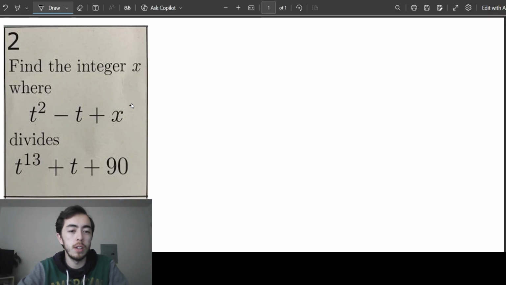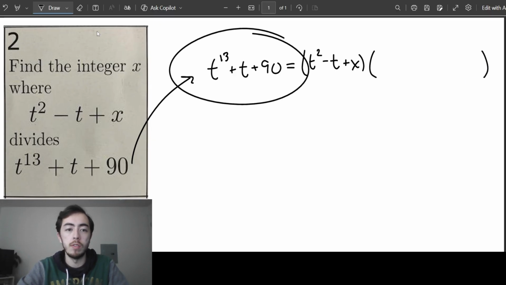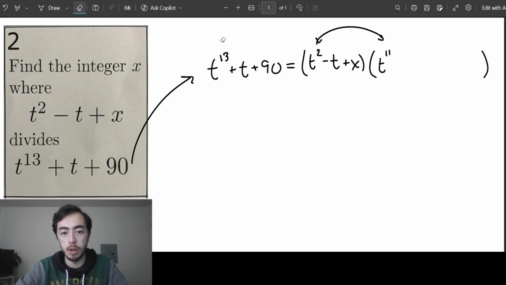Before I do that, though, I do want to think of some candidate numbers for this x. And I think thinking about this in terms of multiplication first might help me come up with some candidate numbers for x today. Any division problem you can just rewrite as multiplication. And so I could think of it as t squared minus t plus x times something gives me my bigger polynomial. Now, knowing how polynomial multiplication works, it's pretty clear to me that the first term needs to be t to the power of 11, so that these two combine to be t to the power of 13.